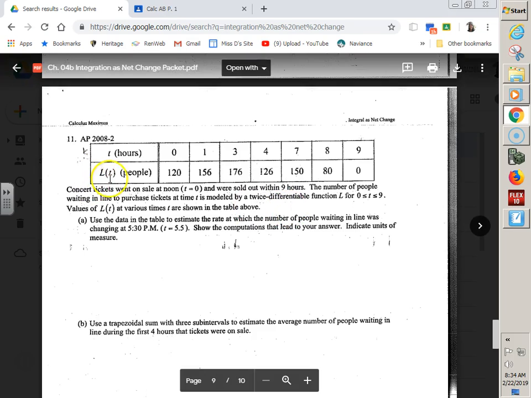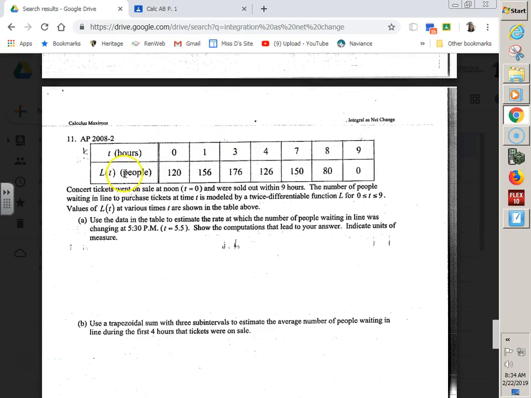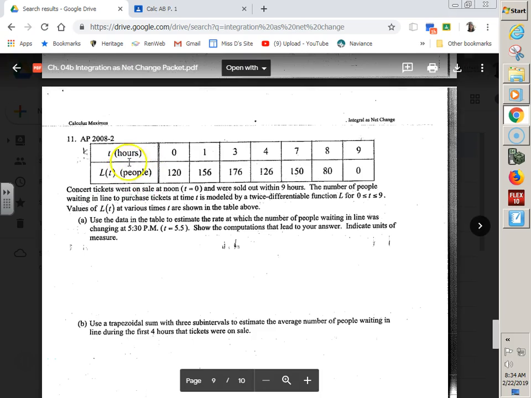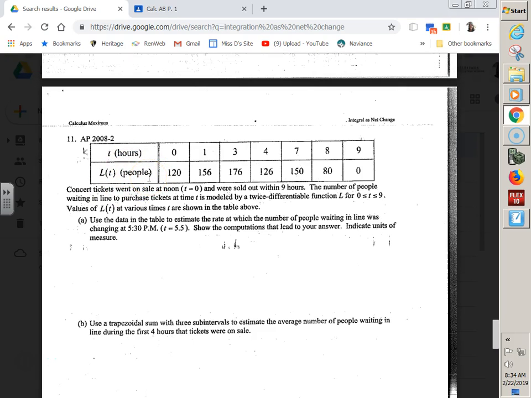Table. What is table? L of t is the number of people. Is this a rate? No, it's not people per hour. It's just people. How are we going to get rates if they didn't give us rates? How do we take derivatives if we don't have equations, guys?